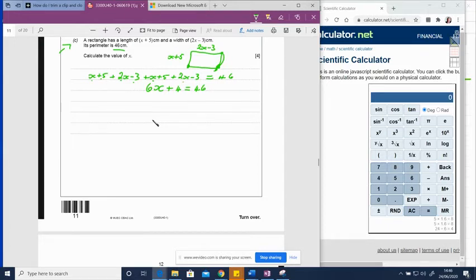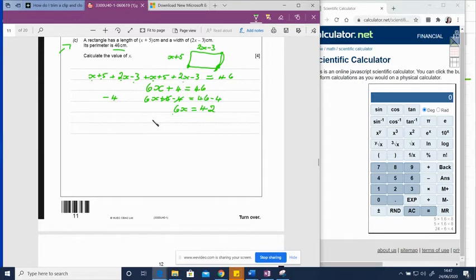Now to find x, I've got to get x on its own. So the first thing I'm going to do is get rid of that 4. So I'm going to take 4 away from each side. So it's 6x plus 4 minus 4 is equal to 46 minus 4. Now they cancel each other out, meaning that 6x is equal to 42.